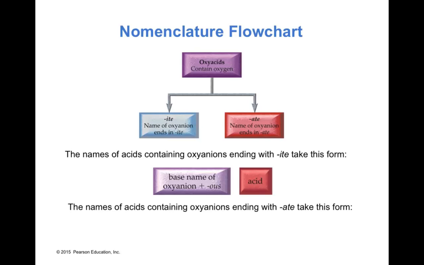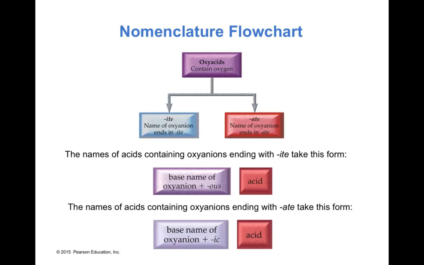And then we add the word acid. For the name of acids containing oxyanions ending with ATE, we use the ending IC, and we also add the word acid. So if the oxyanion ends with ITE, as an acid we use the ending OUS with the base name of the oxyanion. If the oxyanion ends with ATE, we use the base name of the oxyanion with the ending IC. And to both of them we need to add the word acid, because now we're talking about acids from oxyanions.